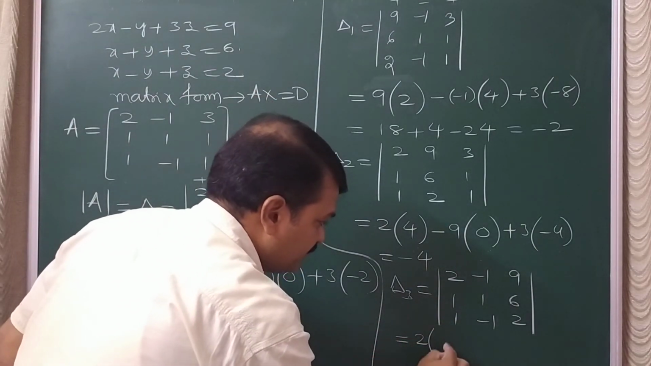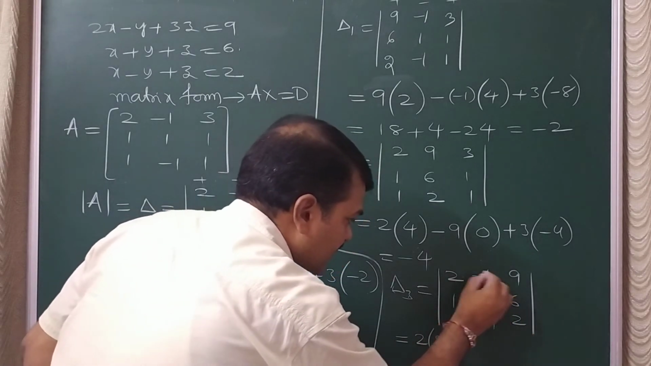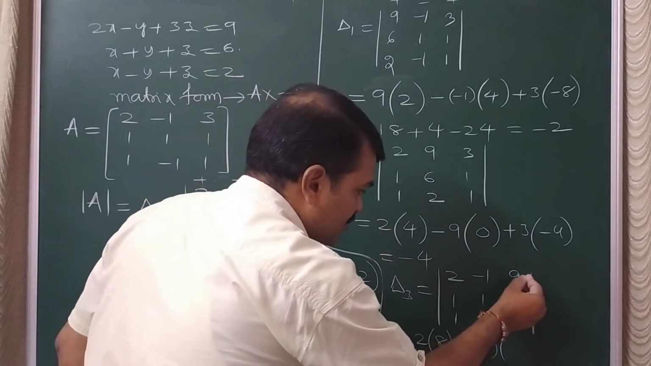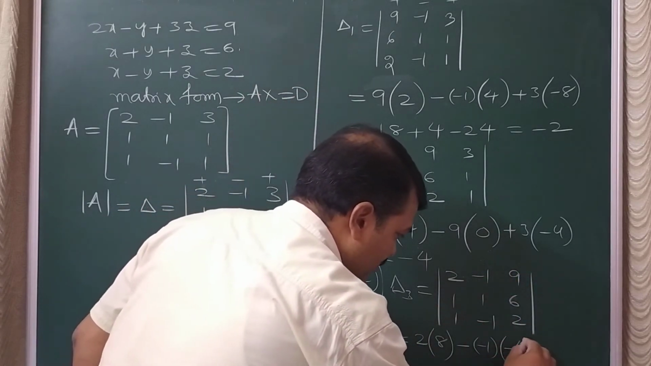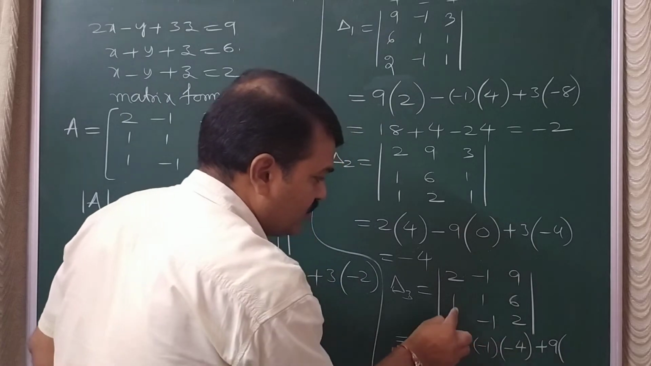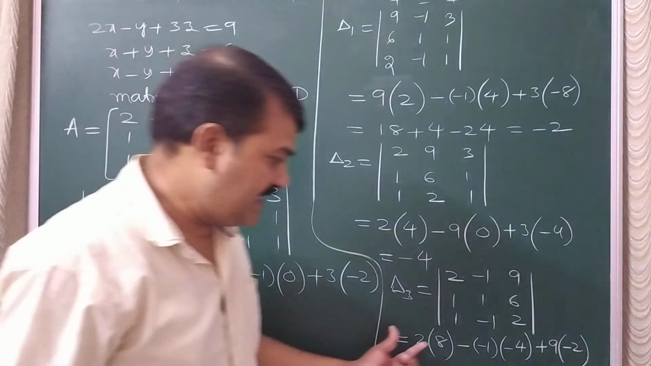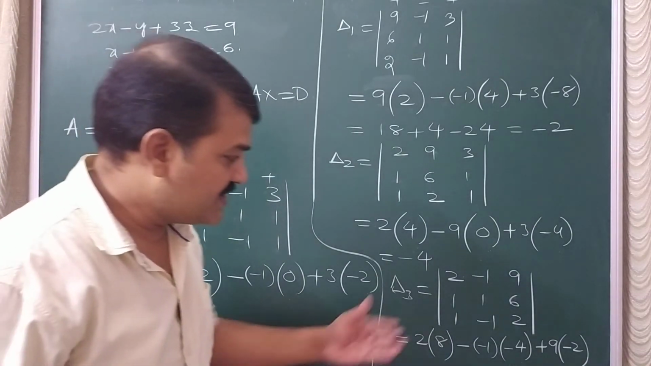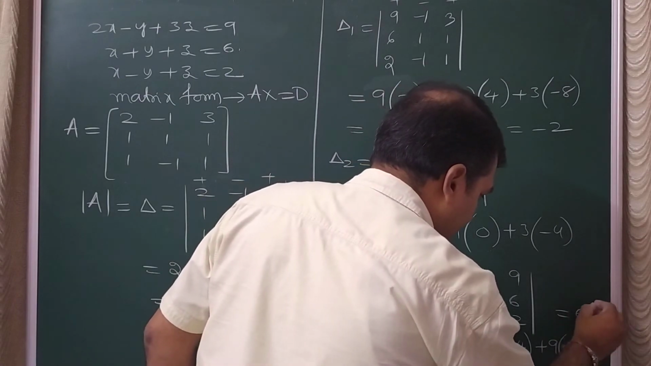So 2 into, remove this row, this column. So 2 plus 6, 8. Next minus 1 into, remove this row, this column. So 2 minus 6 means minus 4. Plus 9 into, remove this row, this column, you will get minus 1 means minus 2. Find 16 minus 4 minus 18. So 16 minus 22, minus 6 you will get. Okay, so this is equal to minus 6 you will get.